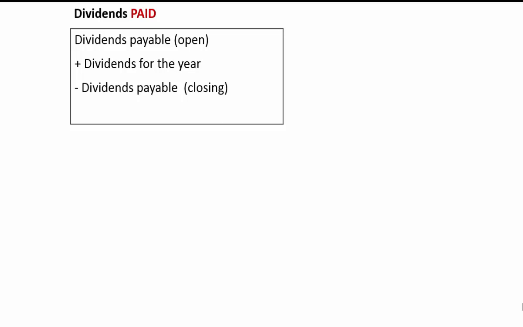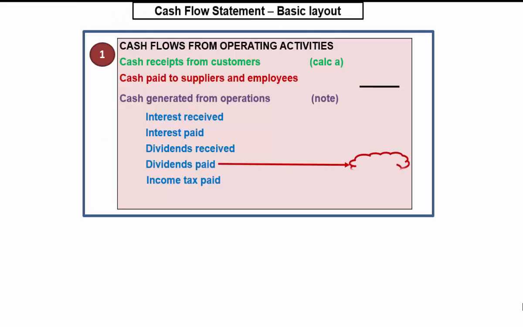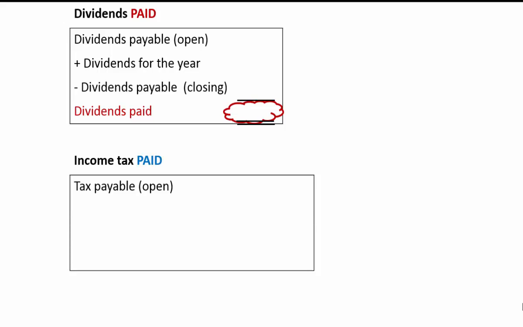Dividends paid. You will take your dividends payable at the beginning of the year, or they are sometimes called the shareholders for dividends. You will add your dividends for the year, there in the note to owner's equity. You will subtract any dividends payable at the end of the year, those shareholders for dividends at the end of the year that have not yet been paid. When you total this, the amount that you get will be the total dividends that have been paid. And you will fill it in on the face of the cash flow statement in brackets because it is an outflow.